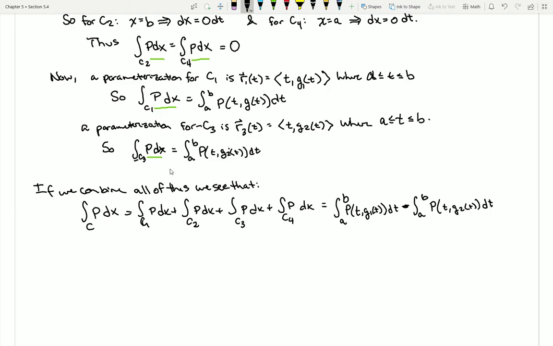Instead of adding, now I'm just subtracting since I'm moving along the negative curve. Of course, though, if I was to simplify this down, I could see that I could combine this to actually just be one integral of a larger function, p of t g1 of t minus p t g2 of t dt.